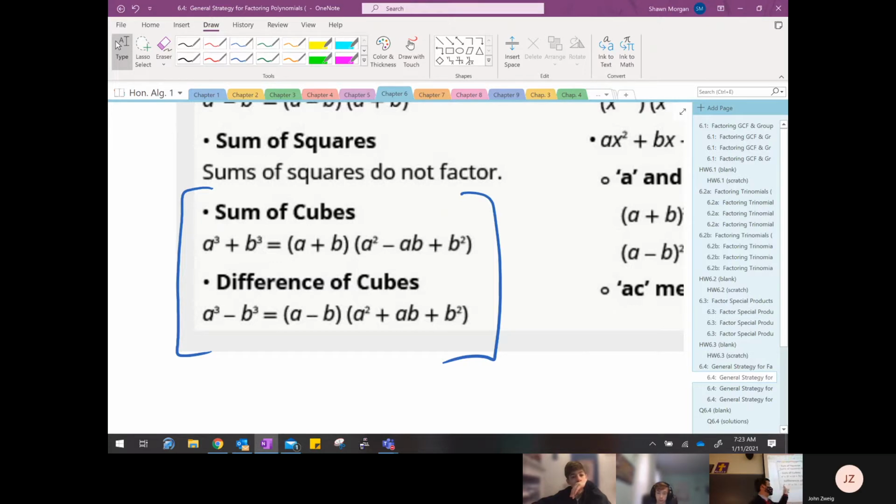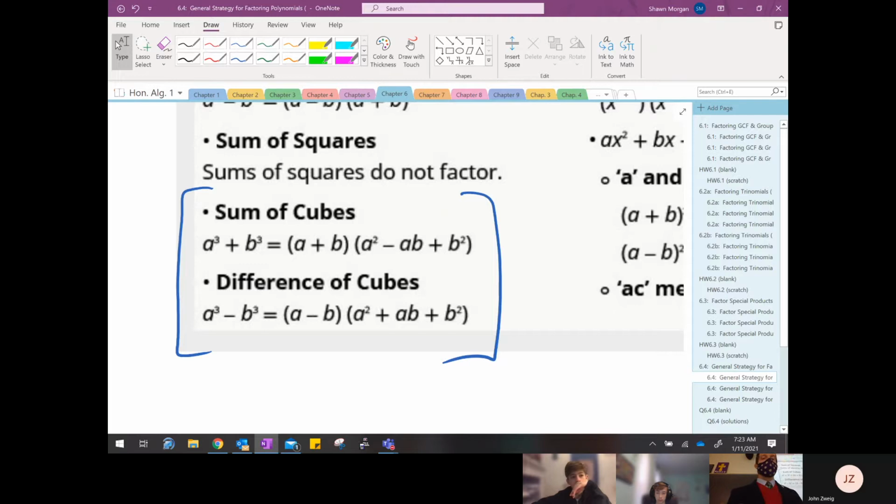So like if B were 8, if this was A cubed minus 8, what would B equal? What number when multiplied by itself 3 times gives you 8? 2. So A cubed minus 2 cubed, in other words. So my B value would be 2. And everywhere I see a B in the formula, I'd let a 2 sit there. And we'll see an example of one of these here in just a minute. Yeah, you got these written down?